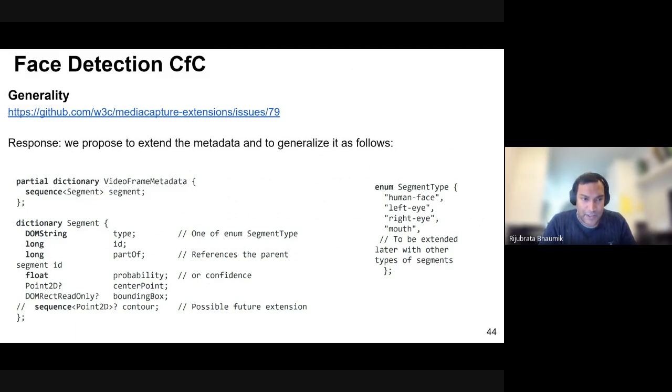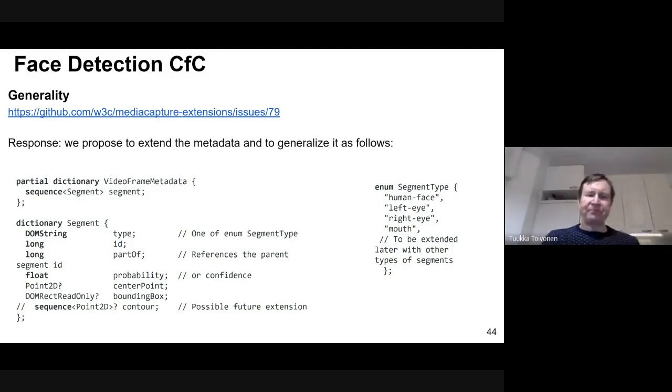Anyway, after this CFC, I think Tuka put up this new API sketch. Let us know if this is a blocker for landing this face detection PR. But Tuka, you can explain to the group this new API sketch. Yeah, sure. Thanks, Ritsu. So what I propose here is to allow defining multiple segments.